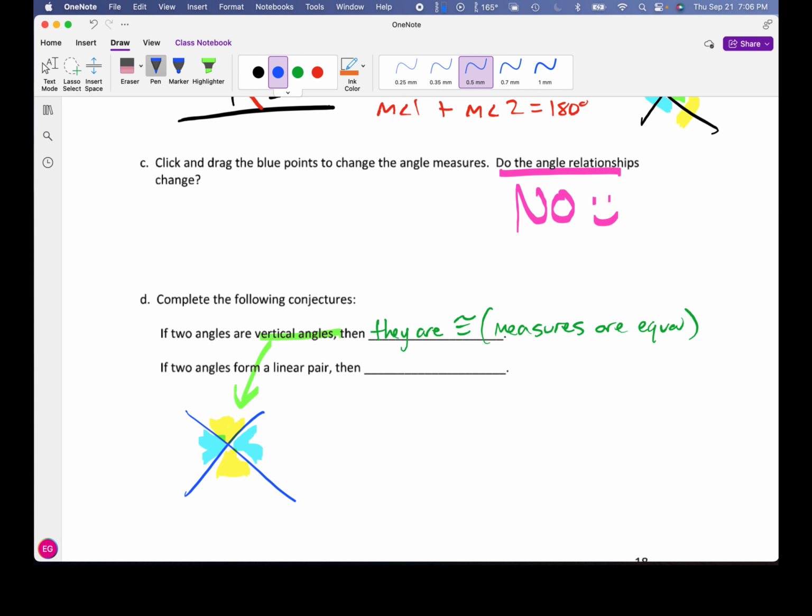If two things form a linear pair, so that's going to be something like this, that means that they are going to combine together to add up to 180, and that's because they make a straight angle with each other, right? So we would say then their measures add to 180 degrees. And that's again because they form a straight angle.